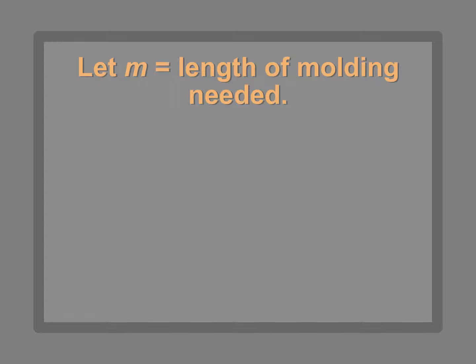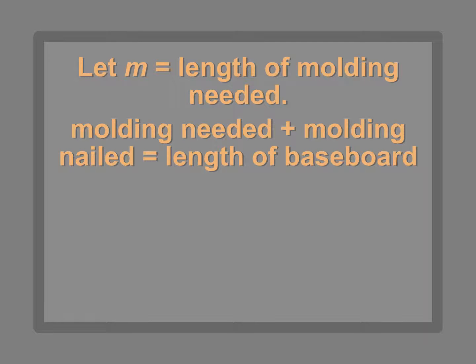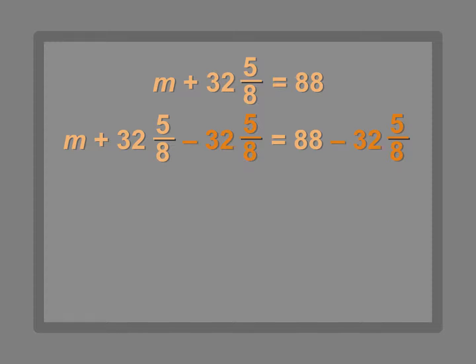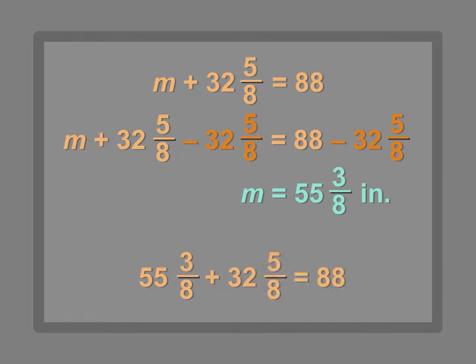So we're going to let M be the length of molding needed. And of course, the molding that's already nailed, plus the molding needed, should be the length of the baseboard, right? So the molding needed, which is M, plus the molding nailed, which is 32 5/8, is supposed to equal 88. So if we solve for M by subtracting 32 5/8 from both sides, we would get that the molding needed is 55 3/8. Which makes sense if we plug the answer back into our problem. 55 3/8 plus 32 5/8 is equal to 88.